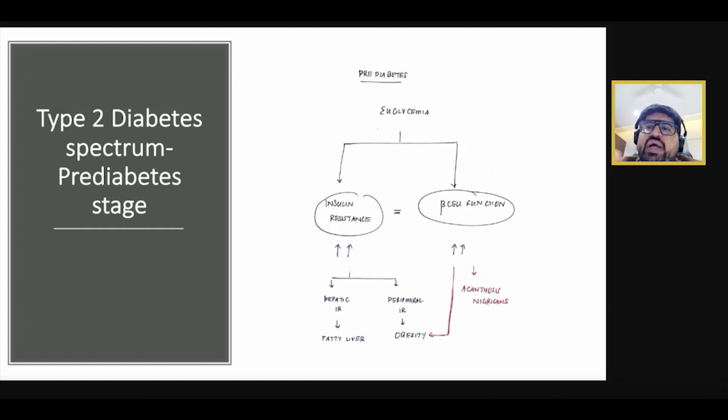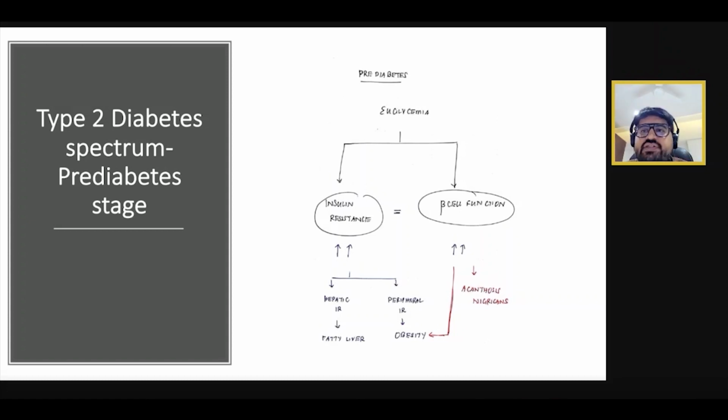So you can say to an extent you are maintaining a status of euglycemia. Now, in this situation, the insulin resistance is actually high. The patient has higher insulin resistance. But the beta cell also increases its capacity to produce more insulin to match up for this insulin resistance. So what happens in these patients? You have increased insulin resistance, but you have also increased beta cell function. And again, insulin resistance matches the beta cell function and the patient maintains euglycemia.